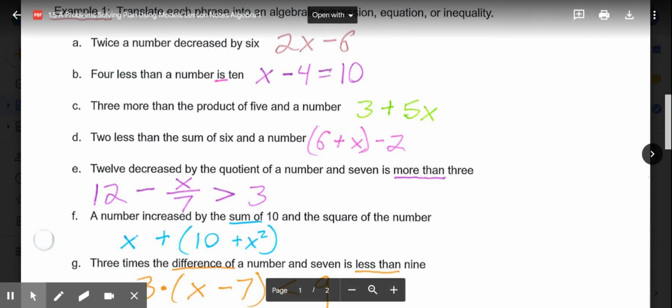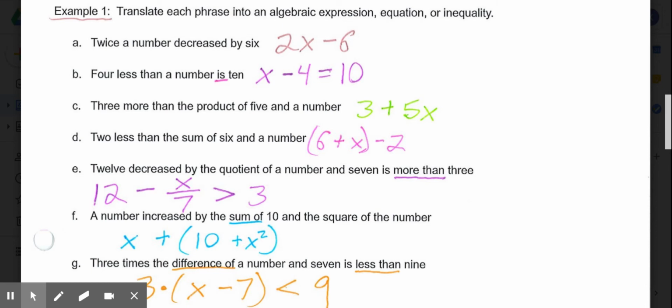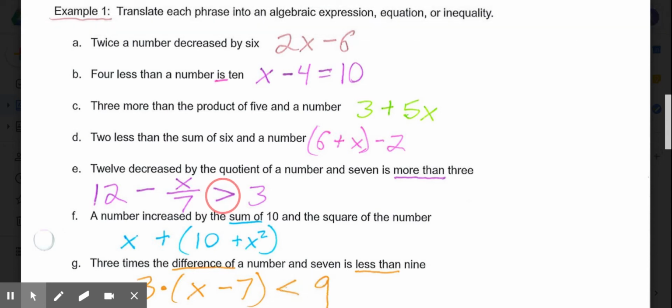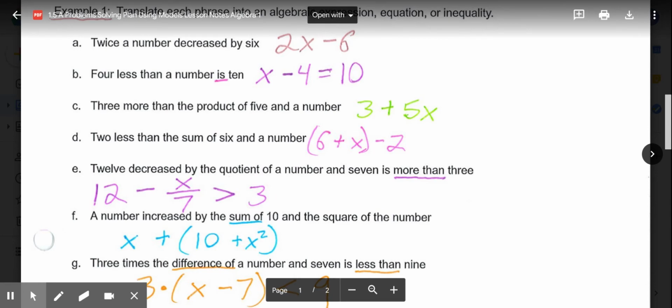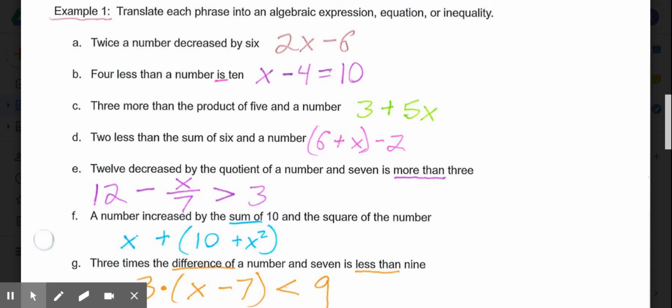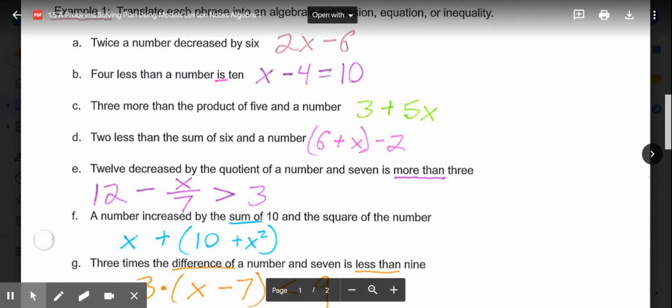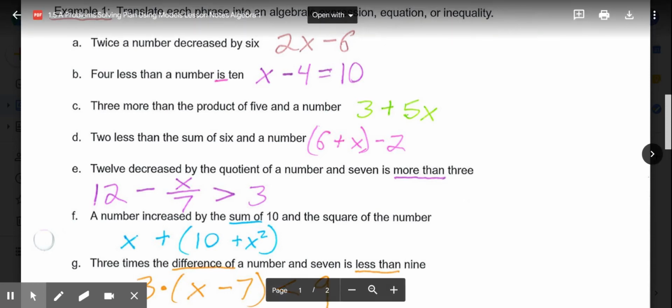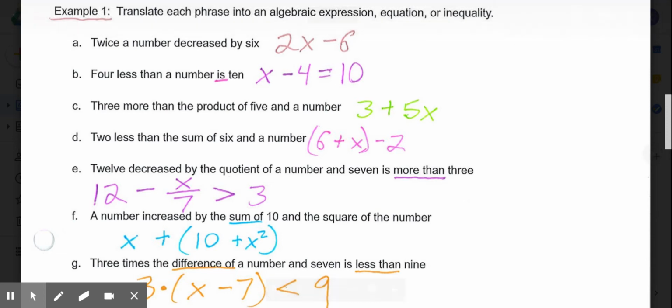E, 12 decreased by the quotient of a number and 7 is more than 3. So I know at my ending, whatever I have will be more than 3. 12 decreased by, so that's going to be 12 minus, and then the quotient of a number and 7. Quotient's division, so we'd have x over 7. So 12 minus x over 7 is greater than 3.